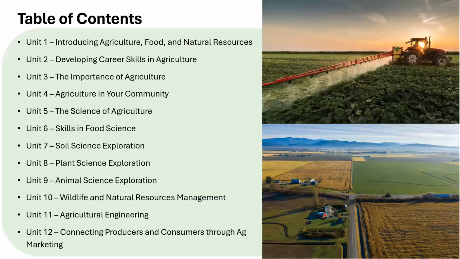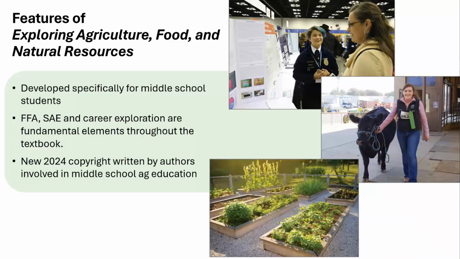Some topics that you'll see in this Exploring AF&R include things about food science, soil science, plant science, animal science, wildlife and natural resources, agriculture engineering, and even connecting with producers and consumers. Other things that you'll notice in this textbook is that it is designed specifically for middle school students. It's going to talk about FFA opportunities, SAE, and career exploration. And also this new edition, a 2024 edition, has been written by authors who are currently involved in middle school ag education.